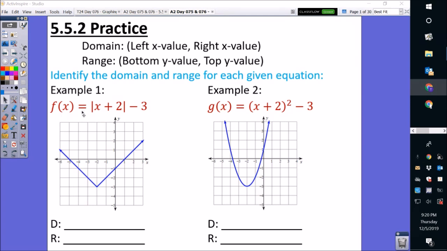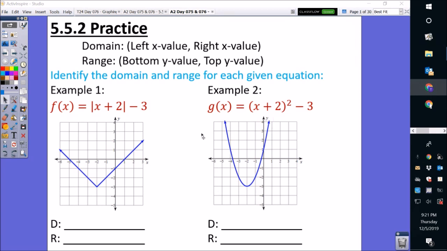Now here on example 1, we have f of x equals the absolute value of x plus 2 and then minus 3. And if you compare it to example 2, g of x equals the square of x plus 2 and then minus 3. So comparing between example 1 and example 2, the equation and the graphs have different forms. Equation 1 has absolute value form, while equation 2 has quadratic form. And if you look closely at the graphs, for absolute value, it's a V-shaped graph, whereas the quadratic graph is a U-shaped graph.